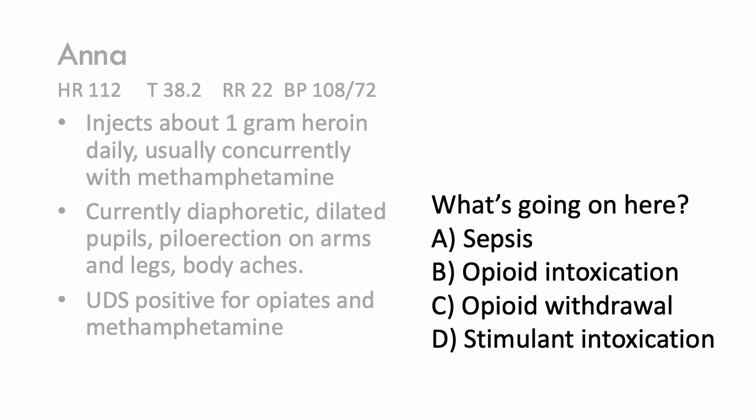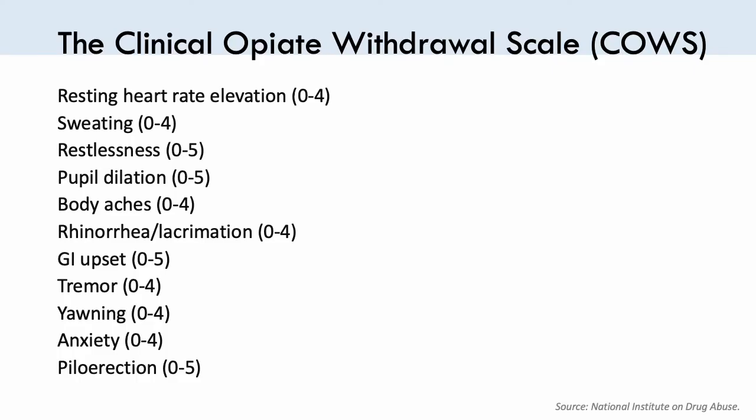Now, in order to answer this question and treat Anna appropriately, we're going to need to compare and contrast these syndromes. To do that, we'll need to be familiar with the symptoms of opioid withdrawal. A good reference for this is the Clinical Opioid Withdrawal Scale, or COWS, which is a scoring system to determine the severity of opioid withdrawal. You can see here that the patient receives points for elevated heart rate, sweating, restlessness, pupil dilation, body aches, rhinorrhea or lacrimation, GI upset, tremor, yawning, anxiety, and piloerection, which are the classic symptoms.